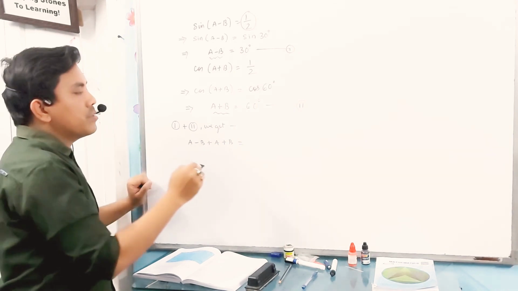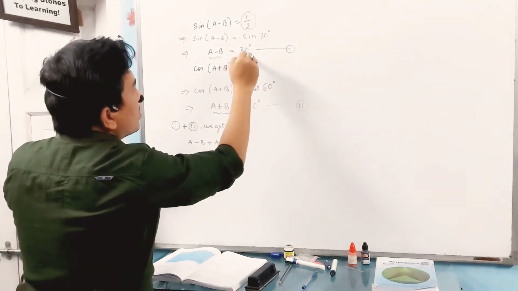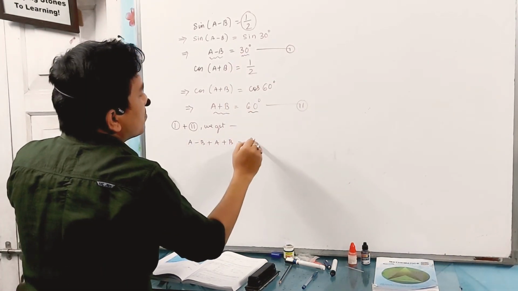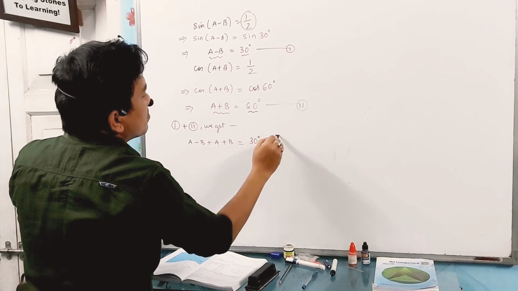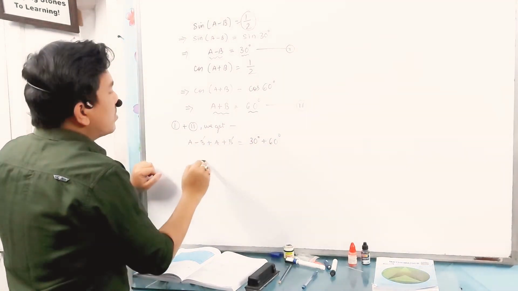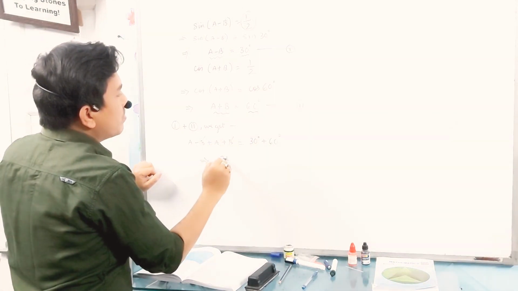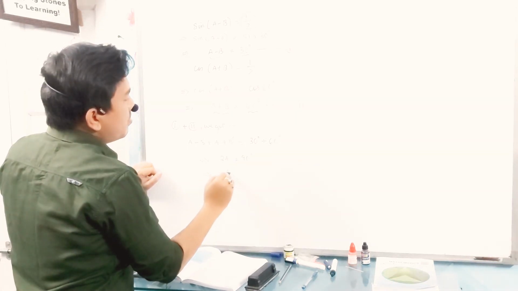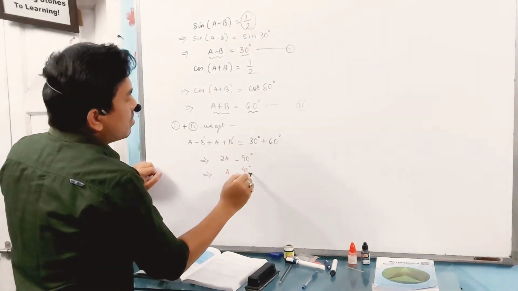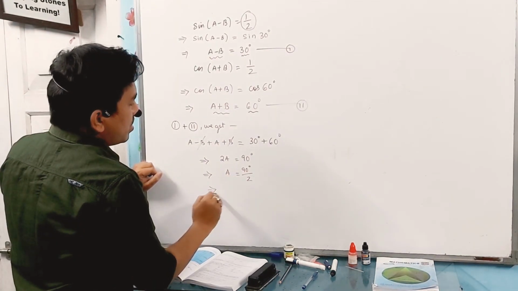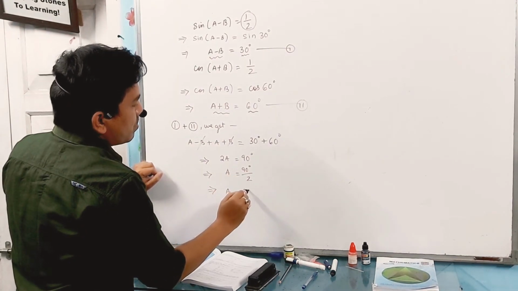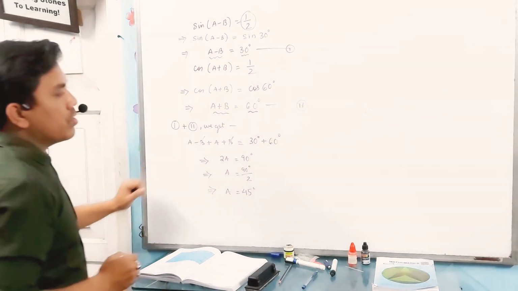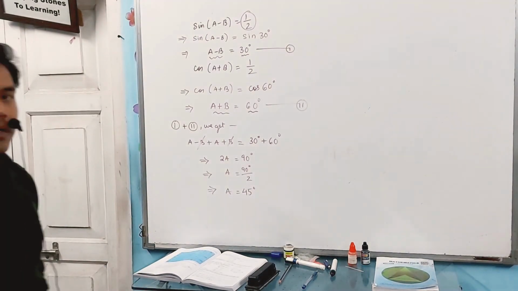Left hand sides must be added, and the right hand side is 30 degree plus 60 degree. Minus B plus B got cancelled. We got 2A equal to 90 degree. A will be equal to 90 degree by 2, that is A equal to 45 degree. So we got the value of A.